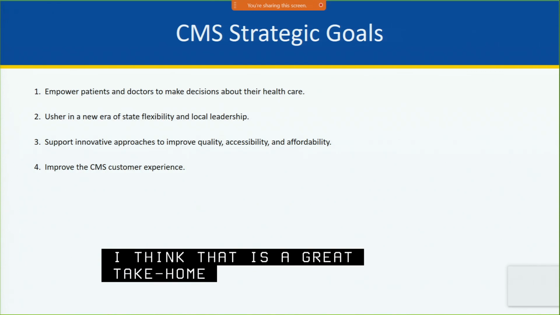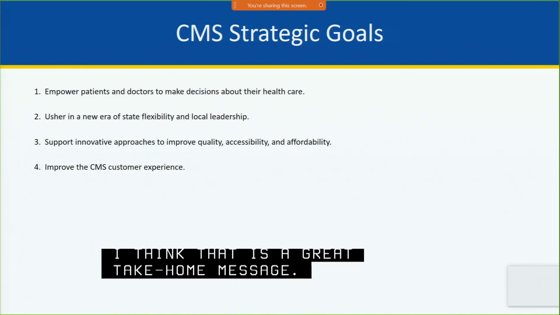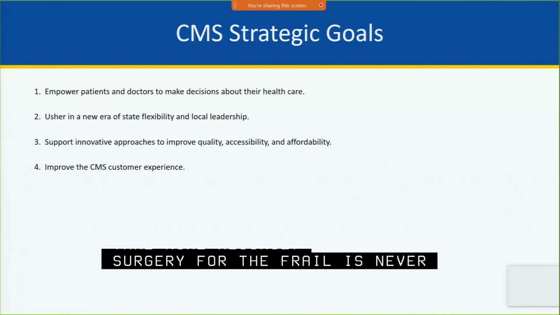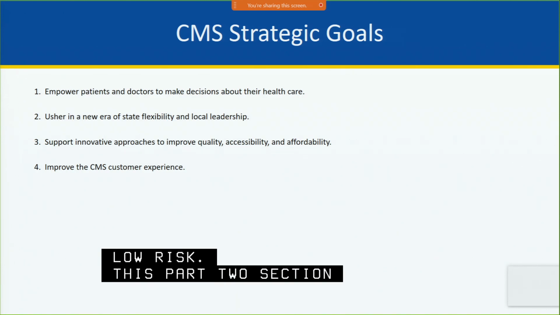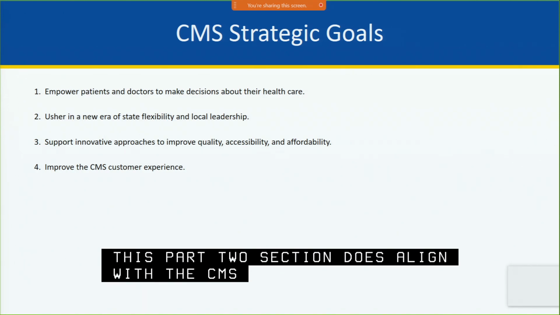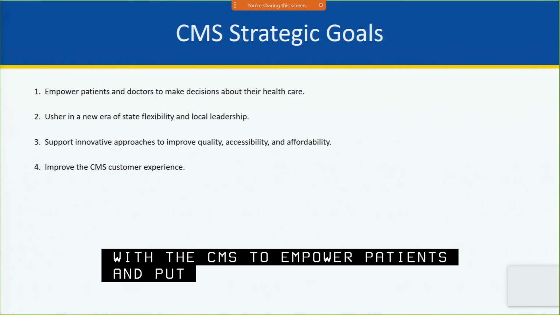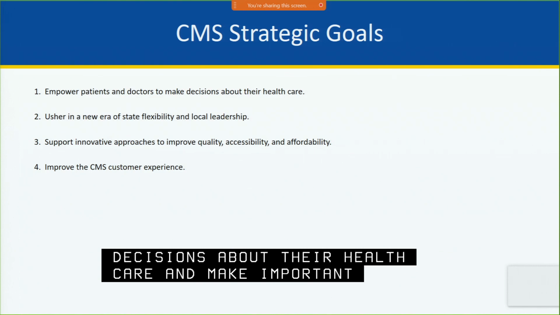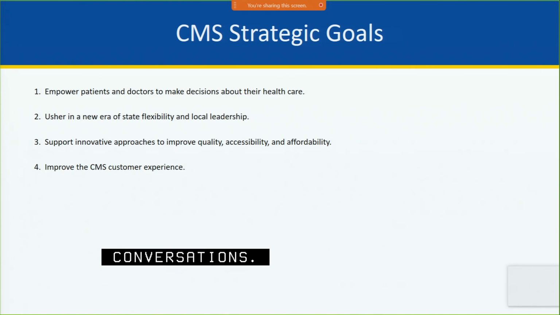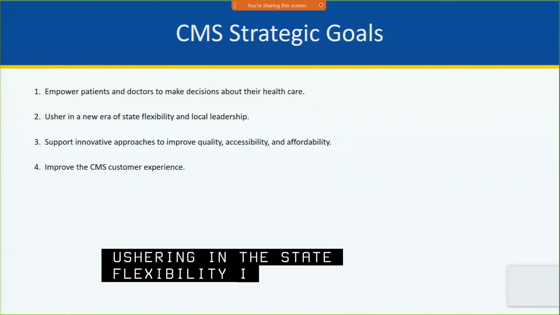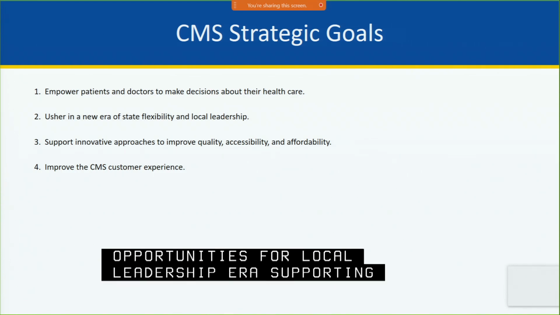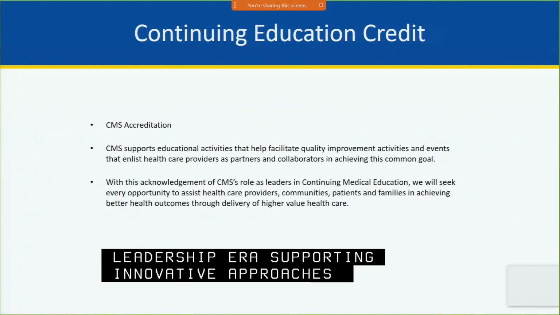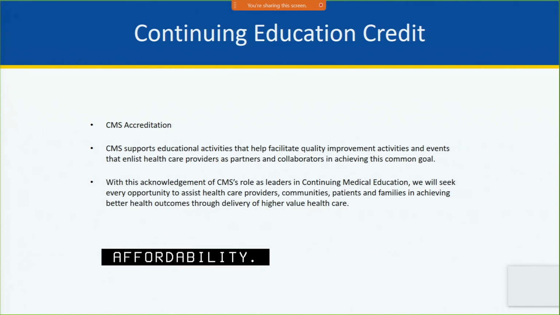So this part 2 session does align with the CMS goals to empower patients and clinicians to make decisions about their health care and have important conversations, ushering in state flexibility and creating opportunities for local leadership, supporting innovative approaches to improve quality, accessibility, affordability, and finally, improving the CMS customer experience. Customers being both the beneficiaries who we serve, but also the clinicians who we work with, who provide care to our beneficiaries.